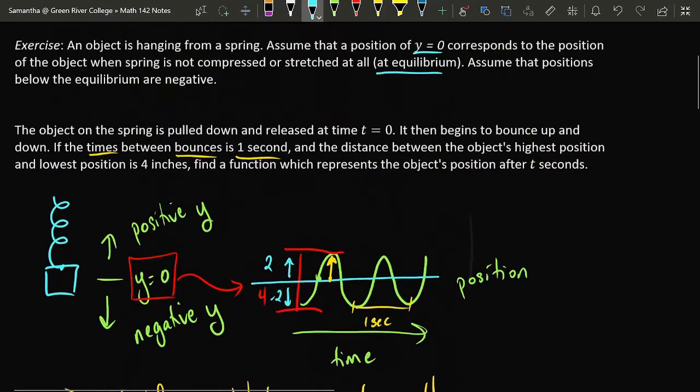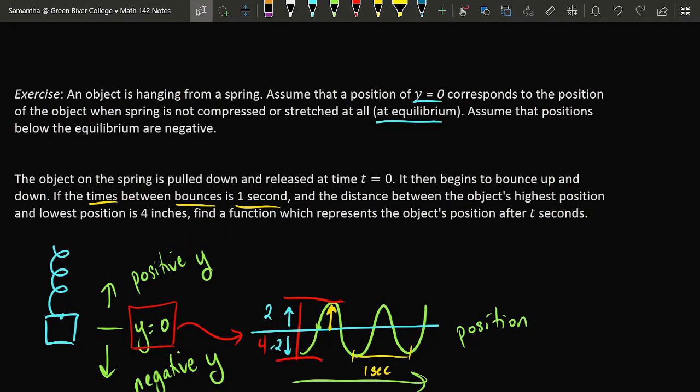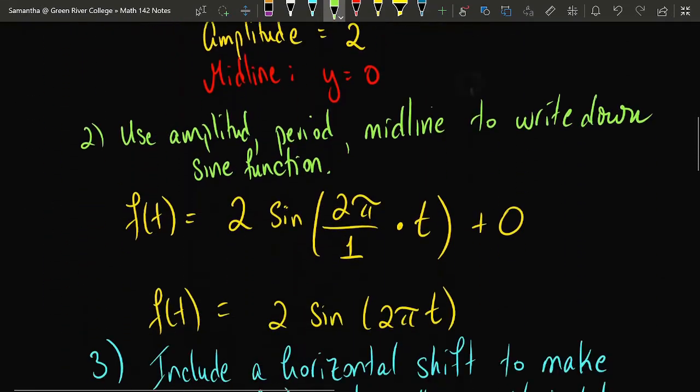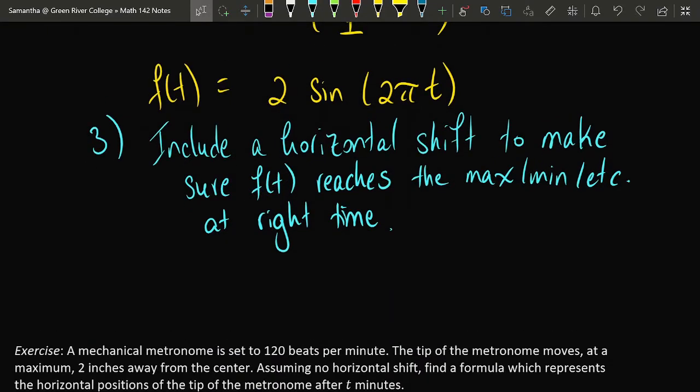Scrolling back up to the problem, I was told that the object was pulled down and released at time t equals 0. The implication of this was that the object was at its lowest point when t was equal to 0. So the wave that I construct, ideally, should be reflective of this data. Now let's graph our current function f of t and see if that's true.